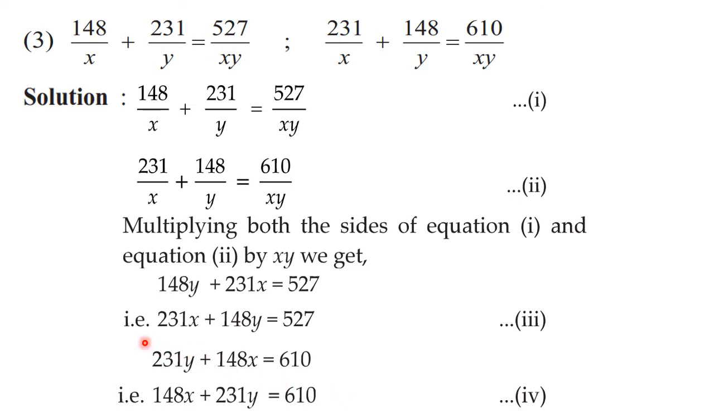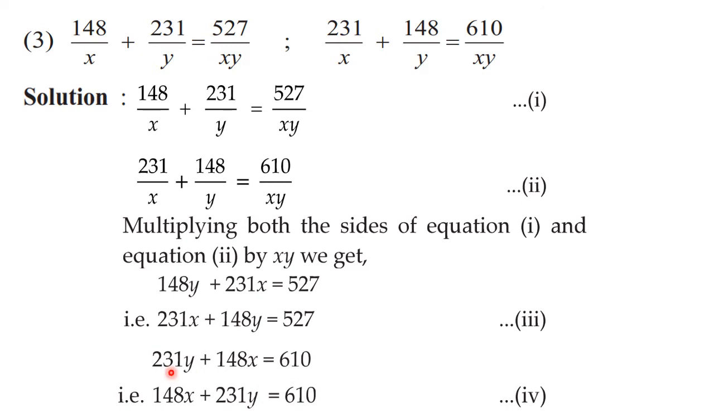Here simply we are getting a linear equation, so we can solve them in the same form. Now what else you can observe here is, here you have 231x, opposite to that here you have 231y. And here 148y and here you have 148x. Means what you can observe is the coefficients are interchanged.